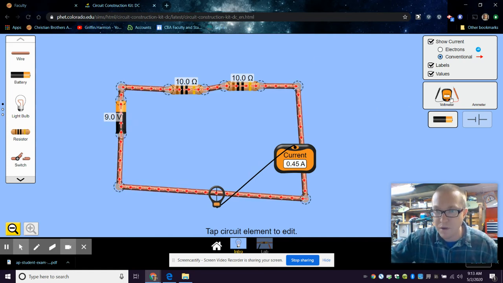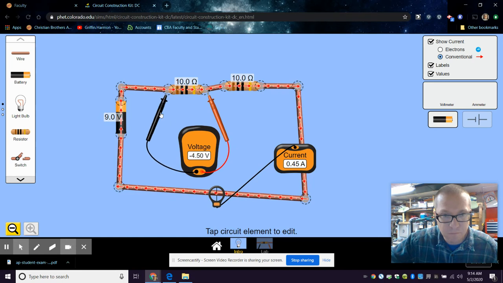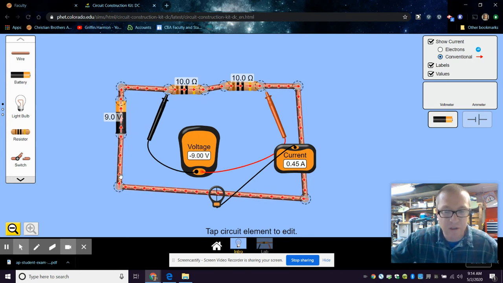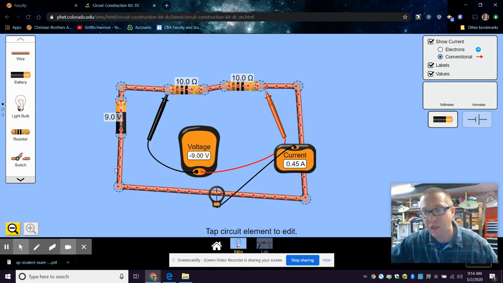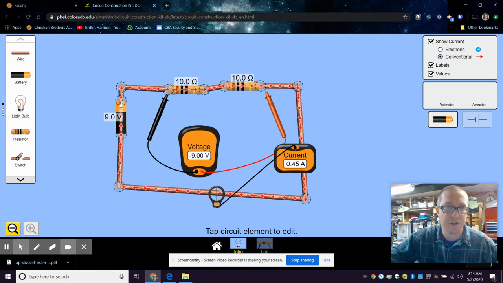If you take the voltmeter, it's kind of cool. There are 9 volts at the battery. If you look at each resistor, each of them drops 0.45 volts. The total together, they drop 9 volts. So that 9 volts of the battery, I think of this as like a chairlift at a ski resort. The battery is like the chairlift. It gives you the energy.